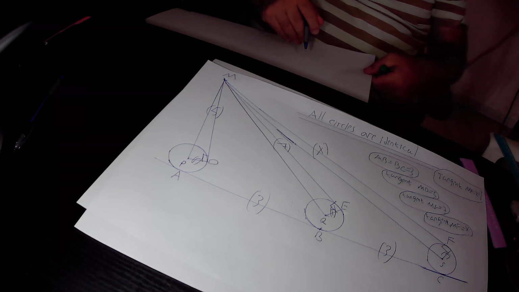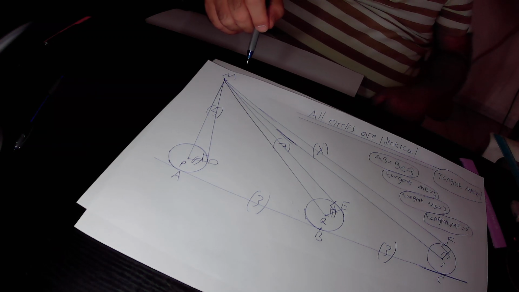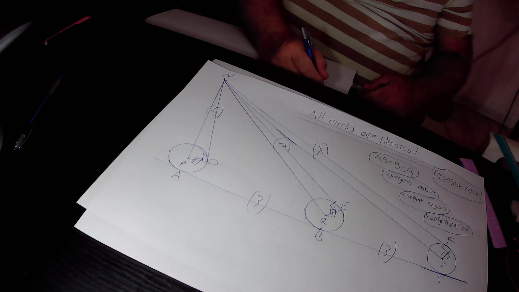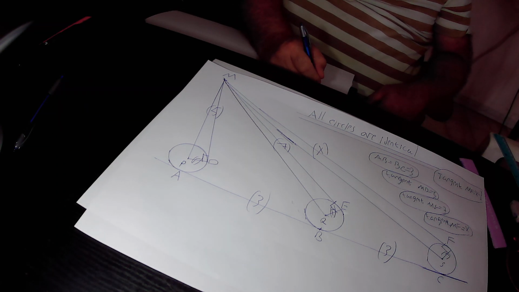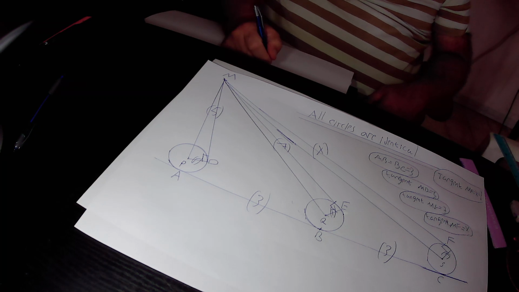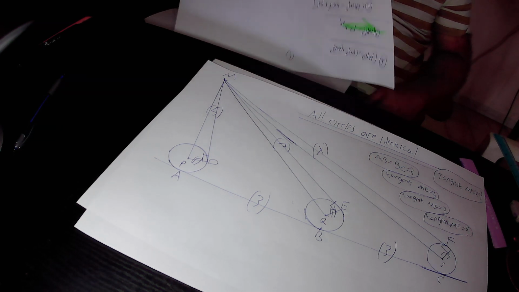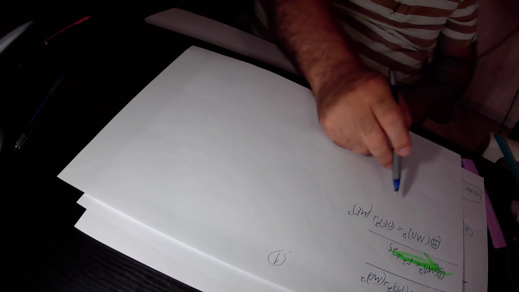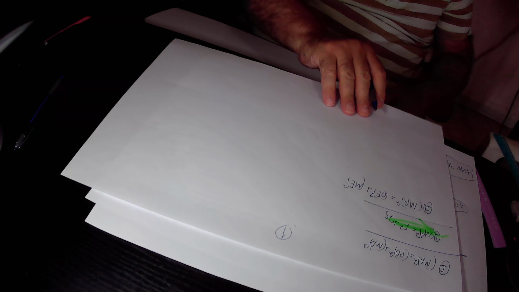We repeat the same process in this right triangle MQE. In the right triangle MQE, according to the Pythagoras theorem, MQ squared, that is the square of the hypotenuse, is equal to QE squared plus ME squared. Again, according to the Pythagoras theorem, in the right triangle MQE, MQ squared equals QE squared plus ME squared.